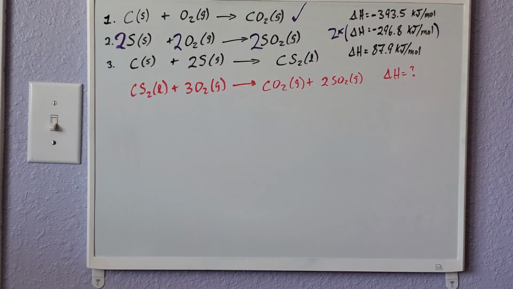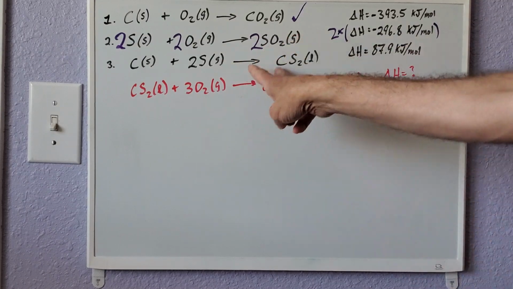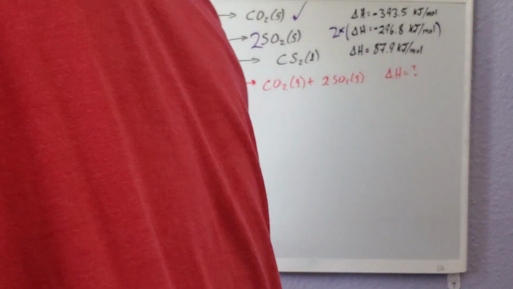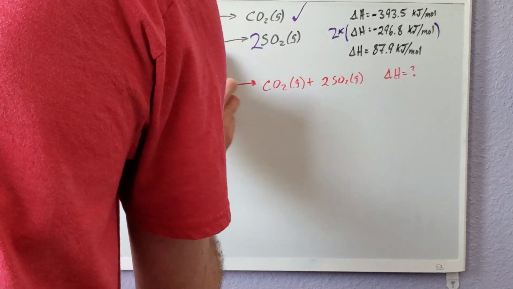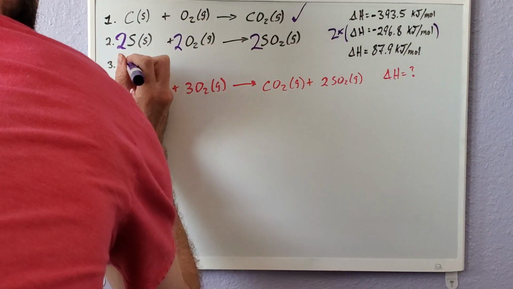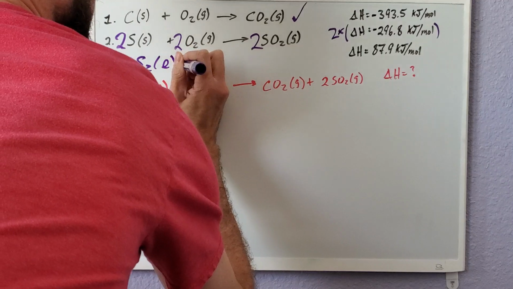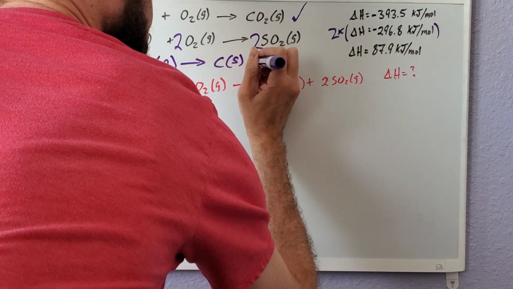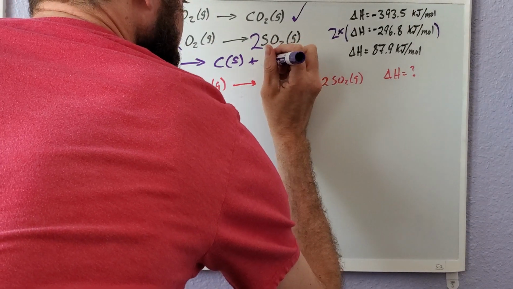Because we need to make sure that our CS2 is a reactant, we need to take this entire equation and flip it to the other side. So if we rewrite this equation here, we are going to make our CS2 a reactant and the other two things a product. So now our CS2 liquid is our reactant, and that is going to break up into our carbon solid, plus our 2 sulfurs.